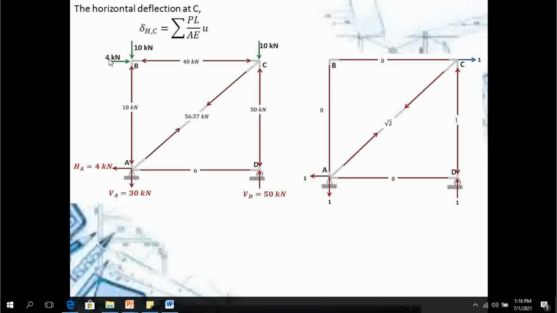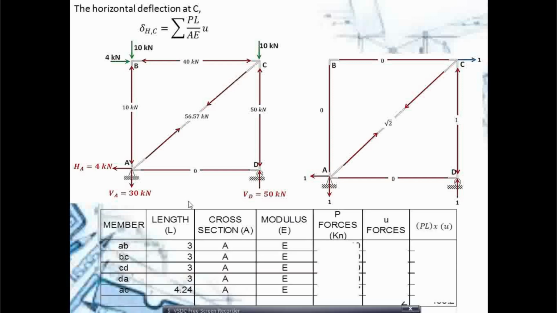Again, this problem requires for the horizontal deflection at C, kaya yung 1 is along the horizontal direction. Now, using this equation now, the horizontal deflection at C is equal to the summation of PL over AE multiplied by U. Parang napaka-complicated nung equation. Para mas madali, we're going to use table para madalian tayo sa pag-compute nung deflection.